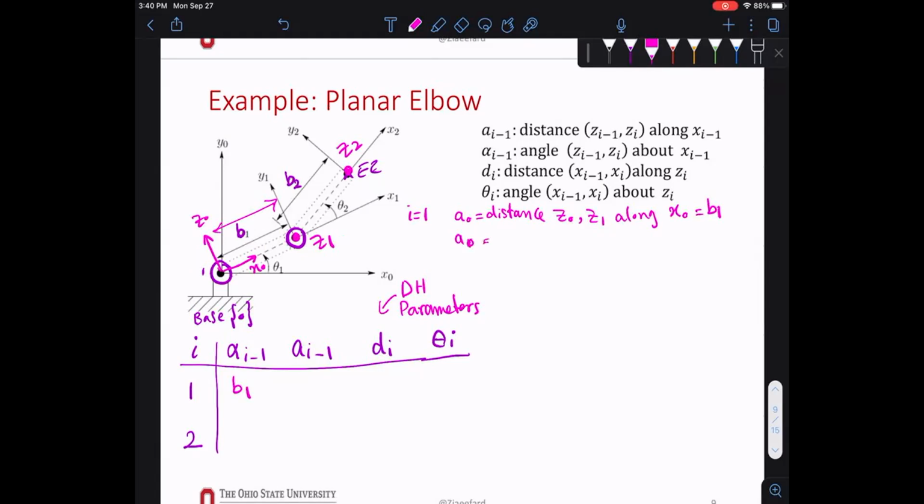A0, sorry, alpha 0. Alpha 0 is the angle between Z0 and Z1 about X0. What's the angle between the two Z axes? They are parallel, so the angle is 0. Yes, let's just do that, 0.